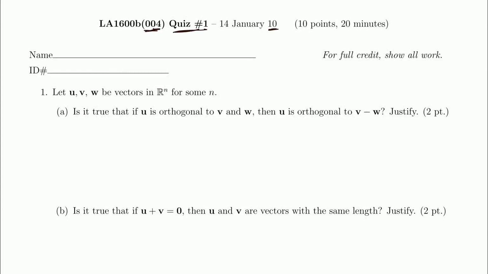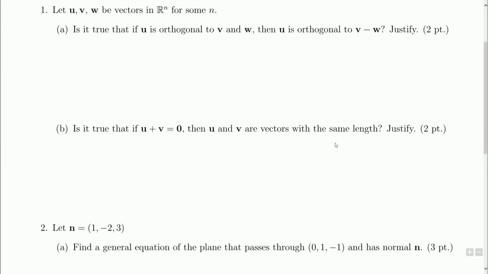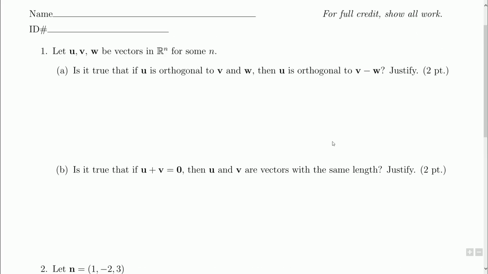But we've got, I think it's just 2 questions on this one. Yeah, 2 questions, okay. And this first question here, what have we got? We got U, V, and W, they're vectors in Rn, so it's nothing particular like R2 or R3. And we're just asking 2 theory questions here.